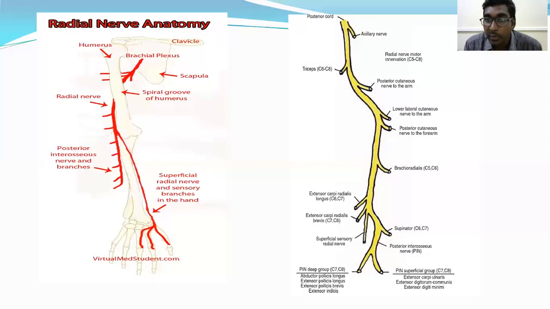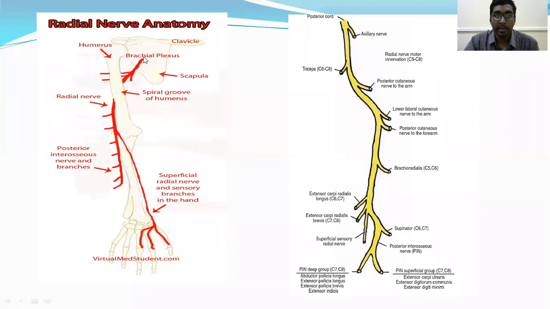Now coming to the radial nerve. In the next part, I'm going to discuss the radial nerve, median nerve and ulnar nerve. These three nerve injuries are very important. So what is the radial nerve? The radial nerve is a branch of the posterior cord. You see, this is the posterior cord. The posterior cord gives off the axillary nerve, and after that it continues as the radial nerve.